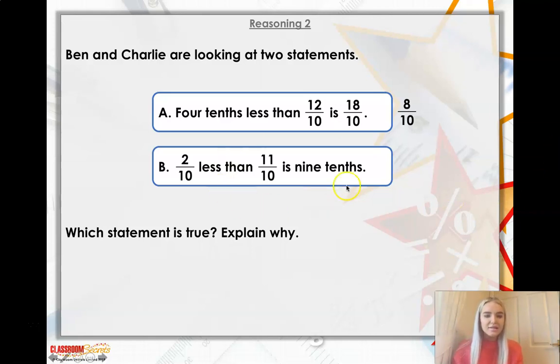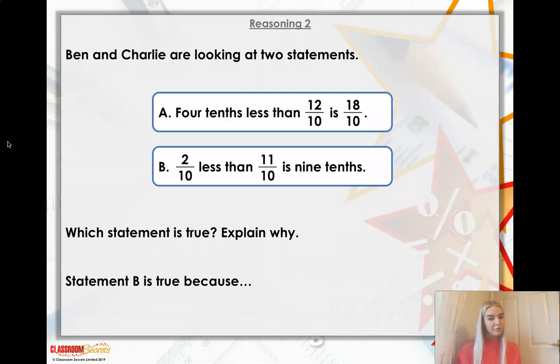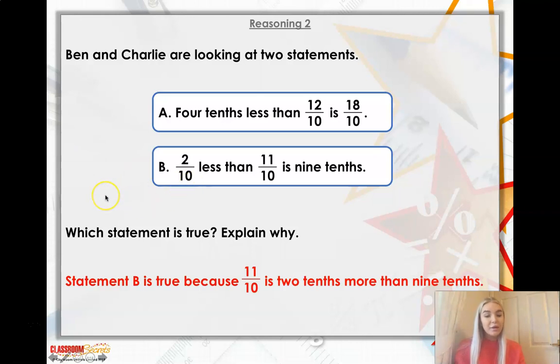And here it says that I should also have 9/10. So that one is the one that is correct. So we know that statement B is true. But why? How do we know? Well, we know that statement B is true because 11/10 is 2/10 more than 9/10. We could say that 11/10 subtract 2/10 equals 9/10.